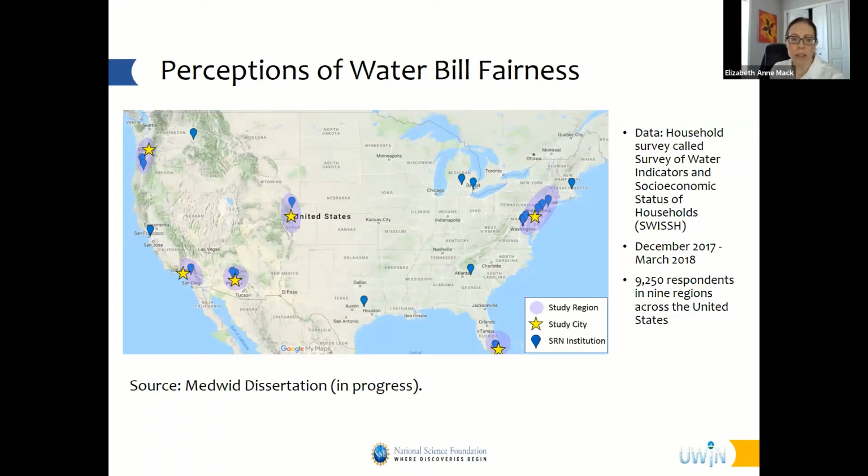The first study is Laura Medwood's dissertation, which is in progress. She's almost done. It looked at perceptions of water bill fairness. To do this, we used similar data, our household survey data, which contains information from about 9,250 respondents between December 2017 and March of 2018. This covers our UWIN regions and some of our SRN institutions as well. This map gives you a sense of some of the participating metropolitan areas in this survey.